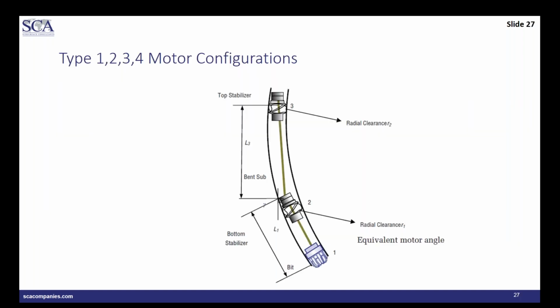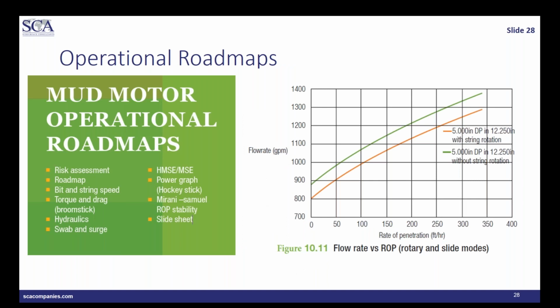Then the other one is the BHA design when we use a mud motor. There are different motor configurations. Classically, it is called type 1, type 2, type 3, type 4 motor configurations. And what is the equivalent motor angle that we can use and calculate for the present conditions. And also, as we know, we slide and rotate. That also will be covered, and out of that we have a comprehensive operational roadmap. So ultimately I need an operational roadmap when I use it.